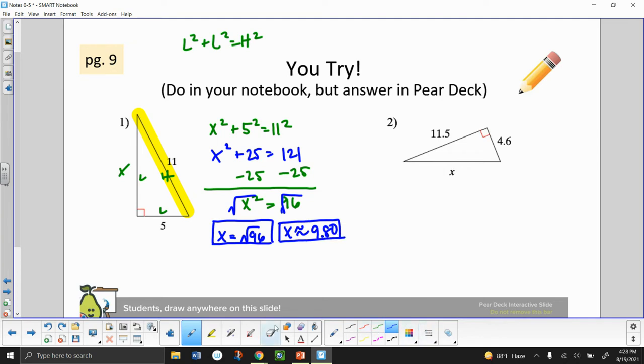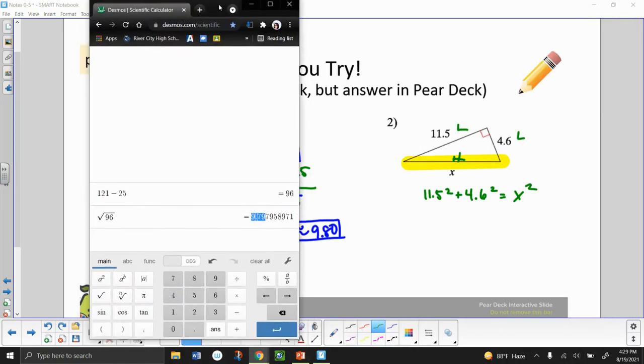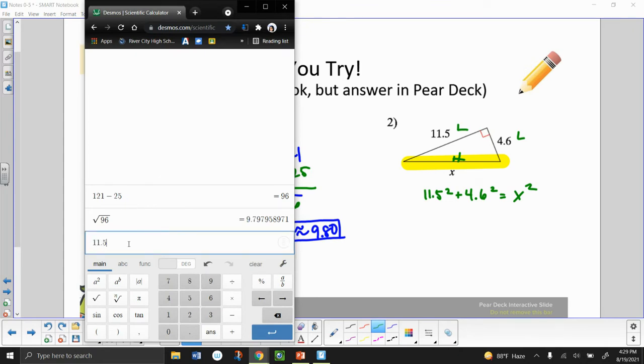All right, so let's look at the second one. Again, I'm going to highlight my hypotenuse across from my right angle. This is my hypotenuse. So I have my two legs and my hypotenuse. So it's going to be 11.5 squared plus 4.6 squared is equal to x squared. So I'm going to put this in my calculator. So 11.5 squared plus 4.6 squared equals 153.41.